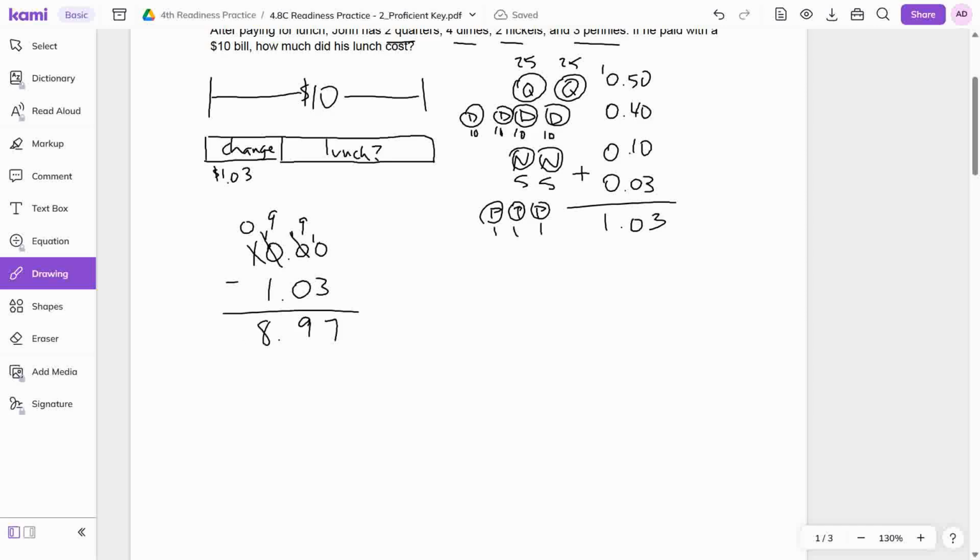So $8.97. And if you wanted to add the $1.03 back in just to verify, it does add up to $10. So we can say his lunch cost, and we'll just put dollars and cents here, $8.97.